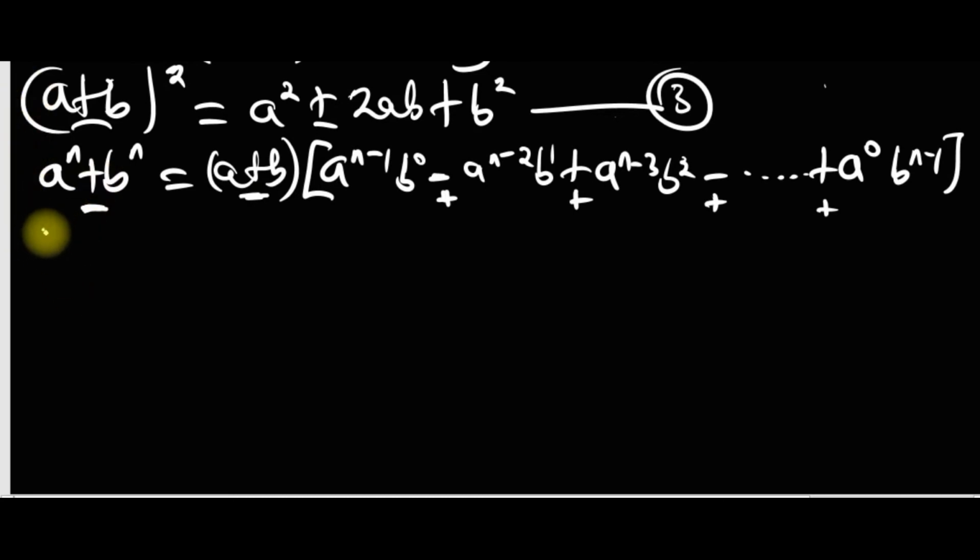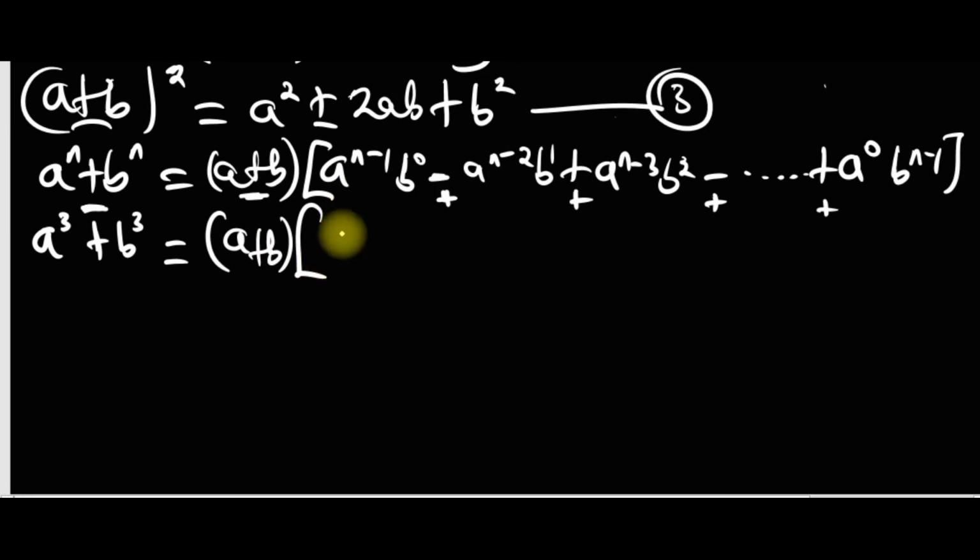So with that, we can get an identity for addition of 2 cubes, like a raised to power 3 plus b raised to power 3. With the help of this, n is 3, so we have a plus b. So 3 minus 1 is 2. B raised to power 0 is 1, so no need. Minus a, 3 minus 2 is 1, b raised to power 1, so ab, plus. If you notice, a has decreased to 0 now because 3 minus 3 is 0. So a raised to power 0, which is 1. So we're left with b raised to power 2.